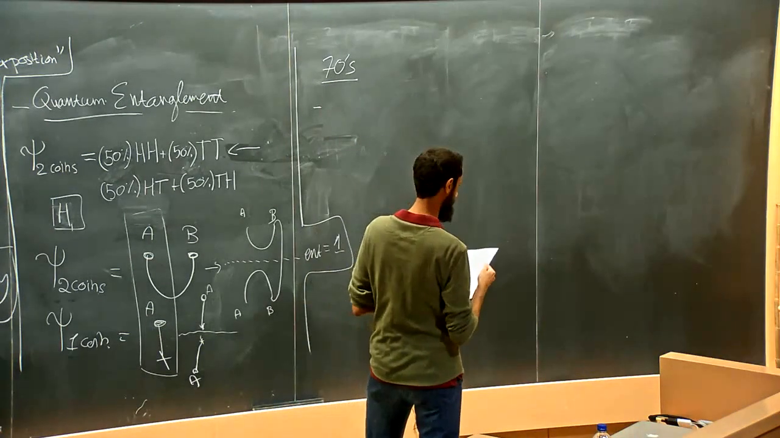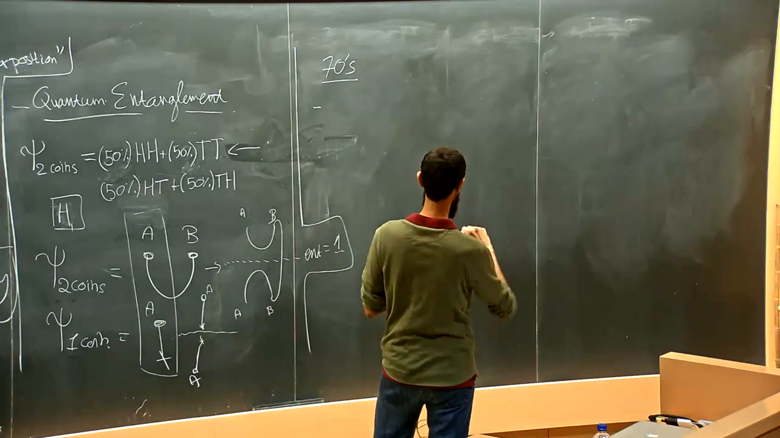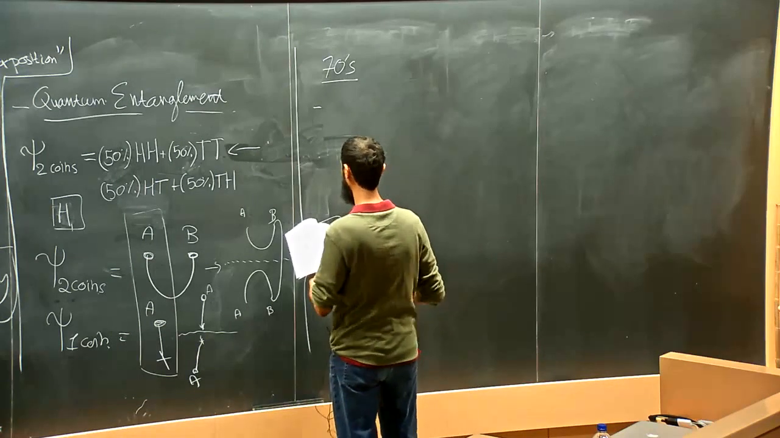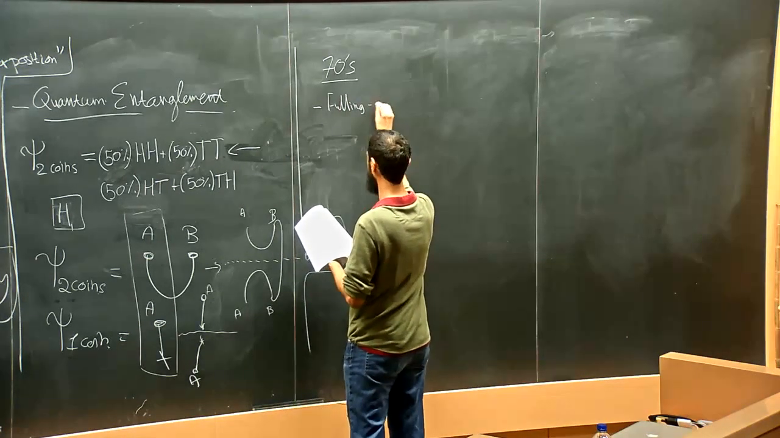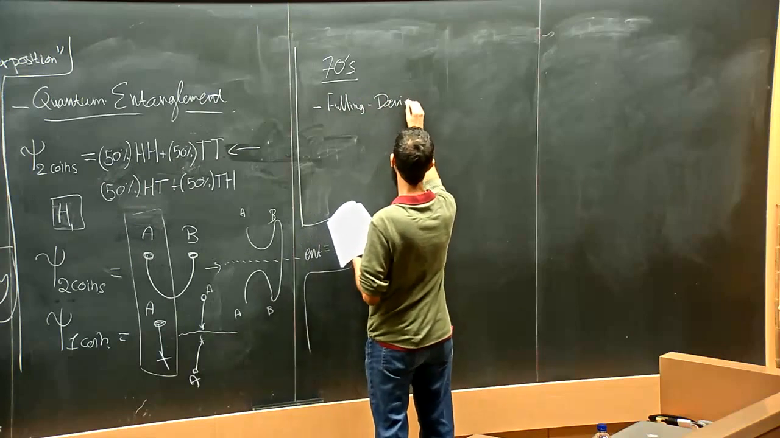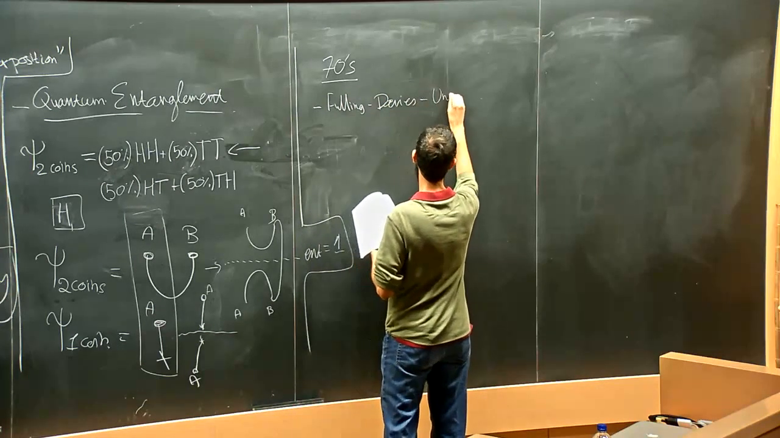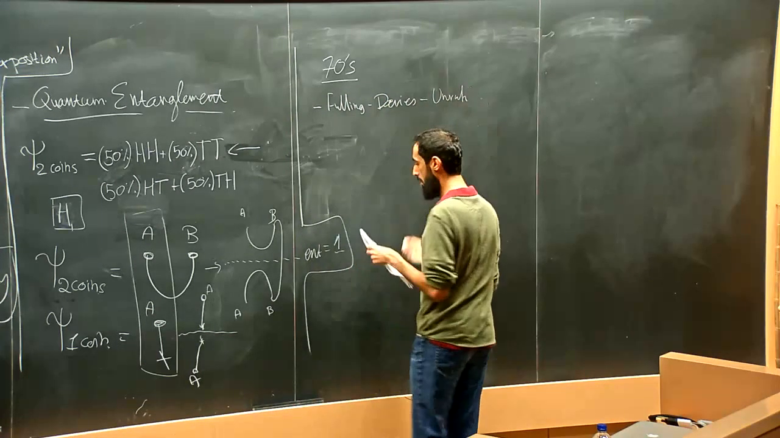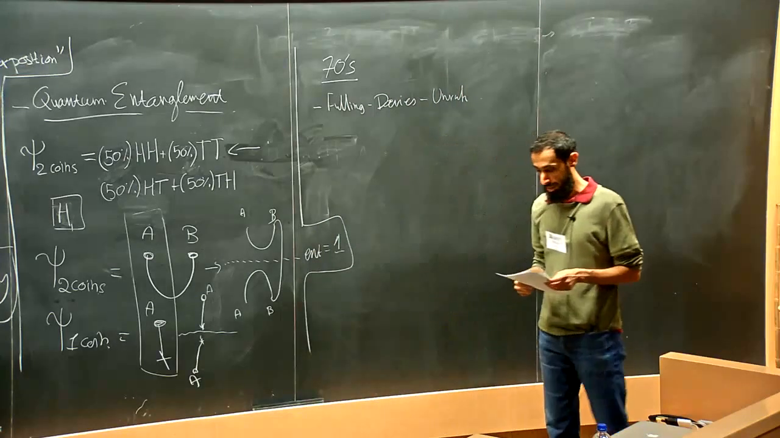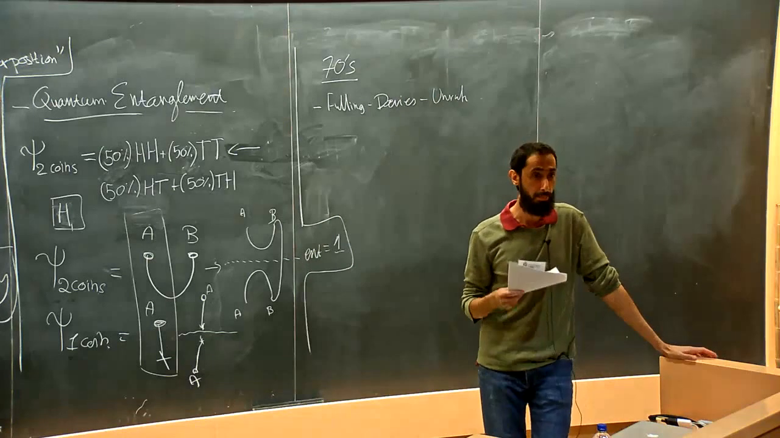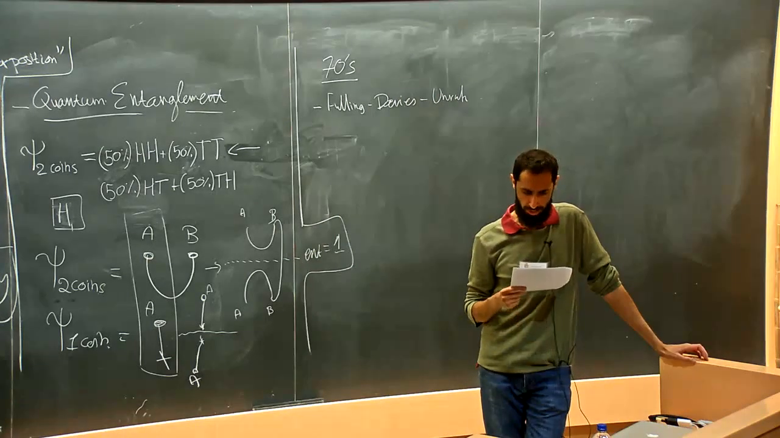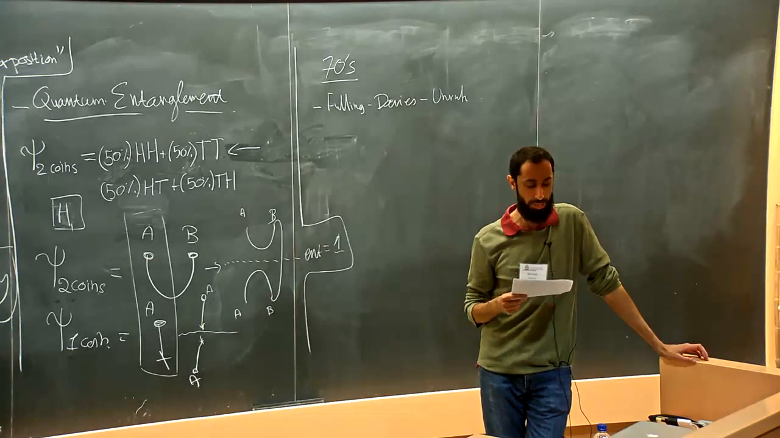Fulling, Davies, and Unruh, who discovered that quantum entanglement is actually really, really important for... nothing.